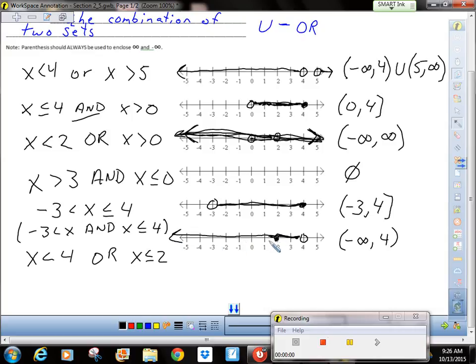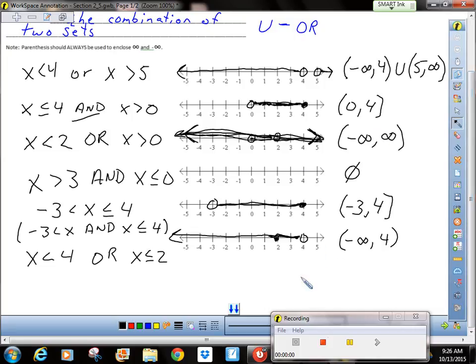So it would have just been a dot at 2 and going this way. So if it had been "and," it would have just been this part. Because it's "or," it turns out to be this part, doesn't it? That doesn't happen very often. Very, very rare.